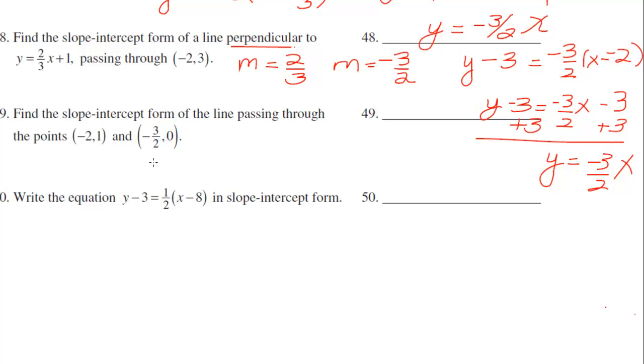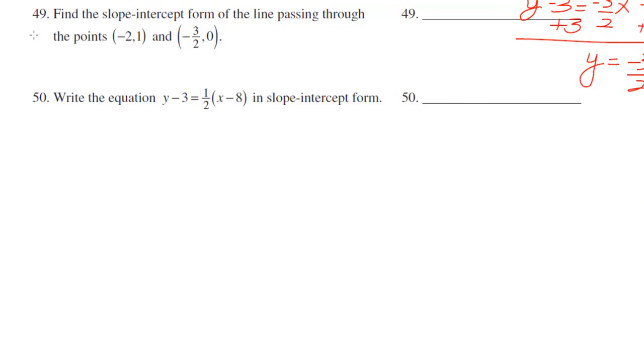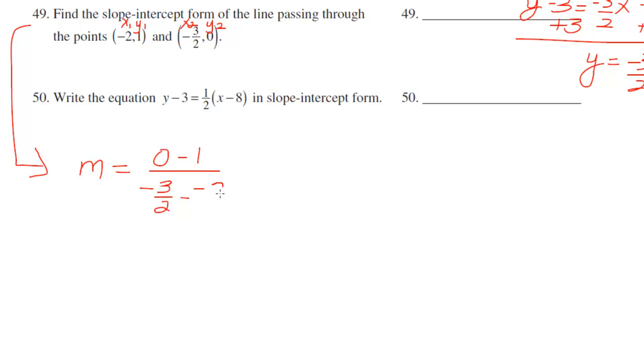Now we want to find the slope-intercept form of a line when we are given 2 points. So the first step is to compute the slope, again using the slope formula. So remember that the slope formula says subtract the y's. So we're going to subtract 0 minus 1 over, and then subtract the x's. Negative 3/2 minus a minus 2. And so on the top we get a negative 1.